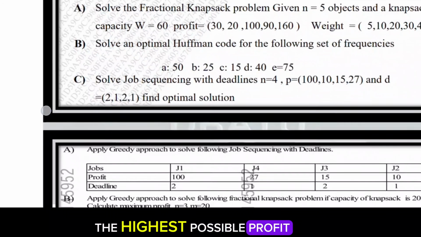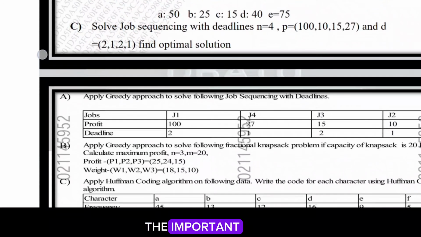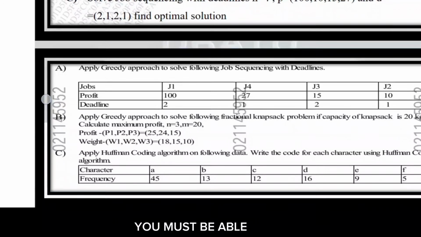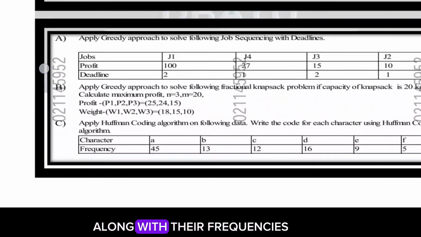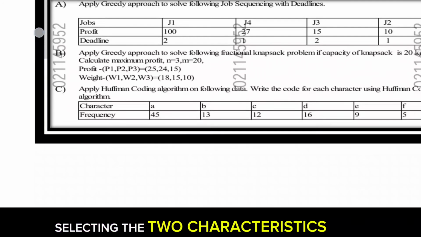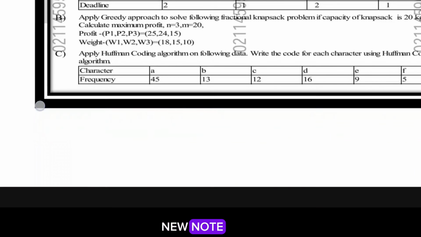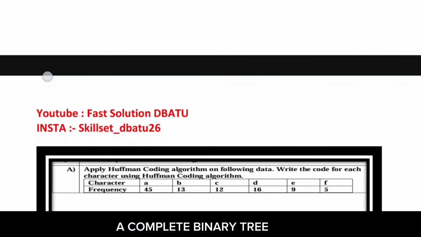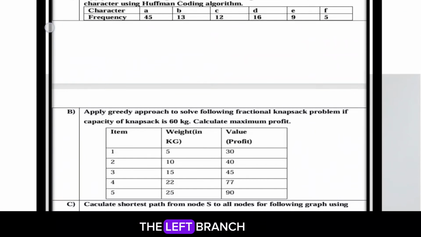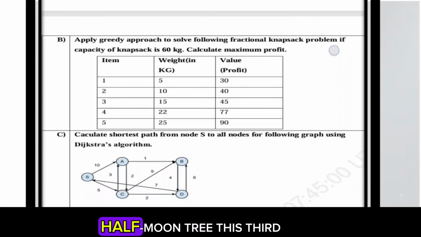highest possible profit. The second important topic is Huffman coding. This is one of the most predictable numerical questions in the exam. You must be able to work with a given set of characters along with their frequencies. The process begins with selecting the two characters with the lowest frequency and combining them into a new node. This process continues until a complete binary tree is formed. After constructing the tree, 0 is assigned to the left branch and 1 is assigned to the right branch, helping us to generate the final Huffman tree.